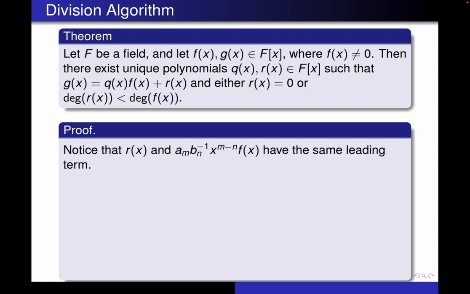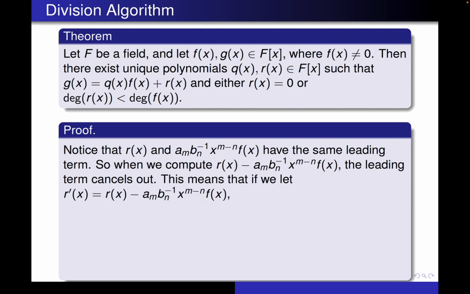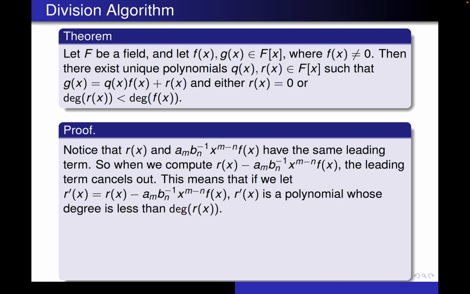So notice that r of x and a_m b_n inverse x to the m minus n times f of x both had the same leading term. And we did that on purpose because when we subtract those, those leading terms are going to cancel. Which means that if we let r prime of x be r of x minus that polynomial, a_m b_n inverse times x to the m minus n times f of x, r prime of x is going to be a polynomial whose degree is less than the degree of r of x, because those leading terms canceled out, leaving us with lower powers of x than r has.